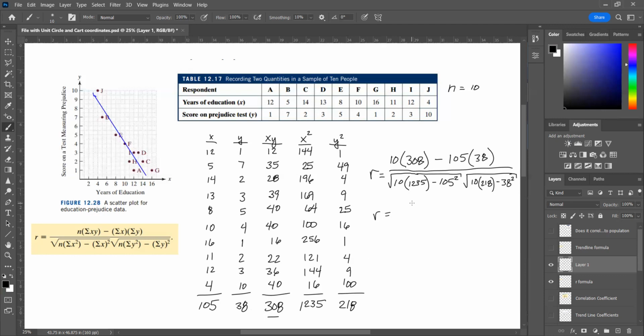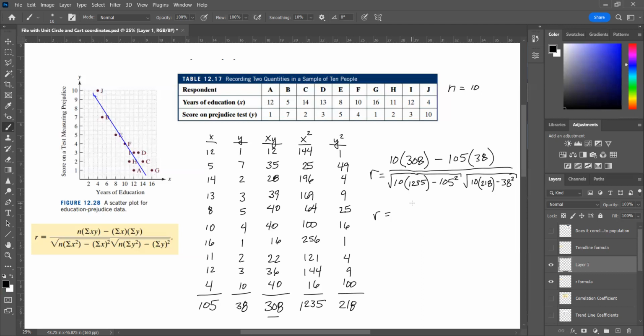Now I just plug that into my calculator. Once again, I'm going to take advantage of that fraction button to help make sure that things happen the way I want. So 10 times 308, and from that I'm going to subtract 105 times 38. Then I'm going to hit the down arrow to get into the denominator, and I'm going to start the square root. So I'll have 10 times 1235 under that square root, minus 105 squared. I'm going to hit the right arrow to get out of that square root.